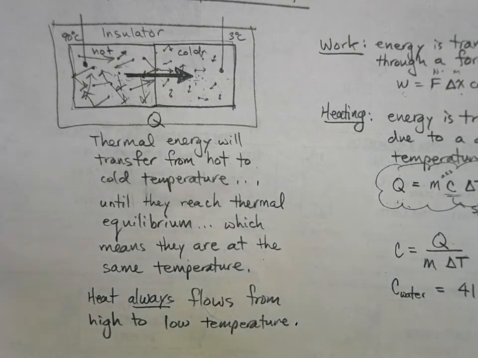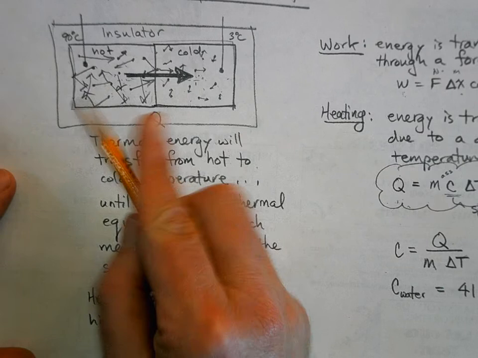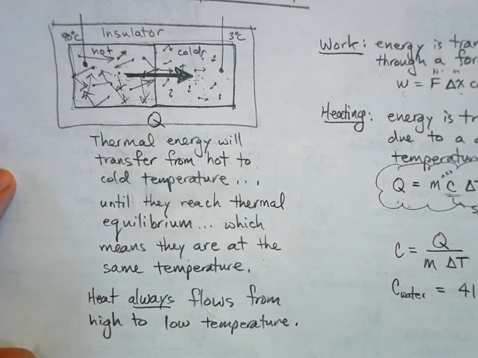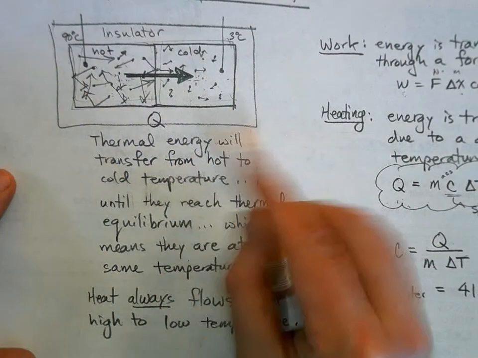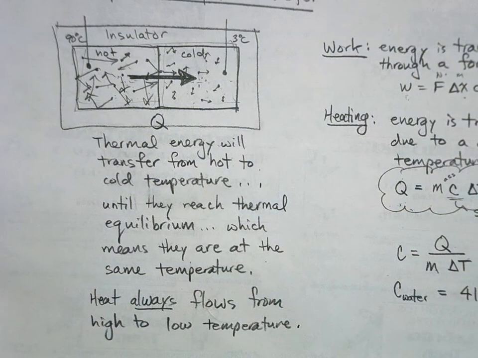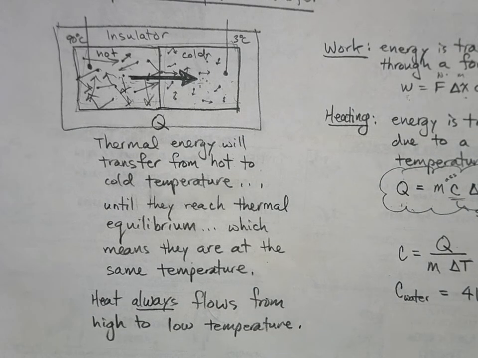So statistically, these particles are going to slow down, and these particles are going to speed up until they're all going about the same average speed, on average. Okay? Now, let me show you an example of why that is. Okay? Just from a statistics point of view.